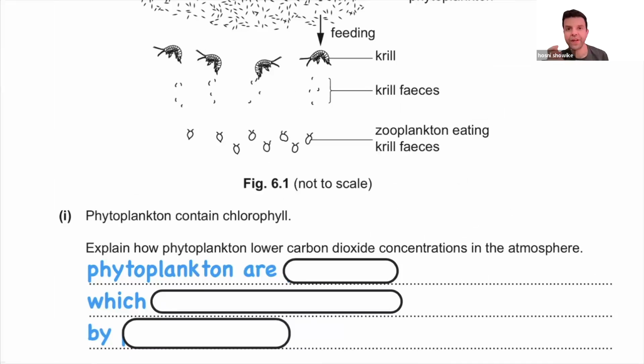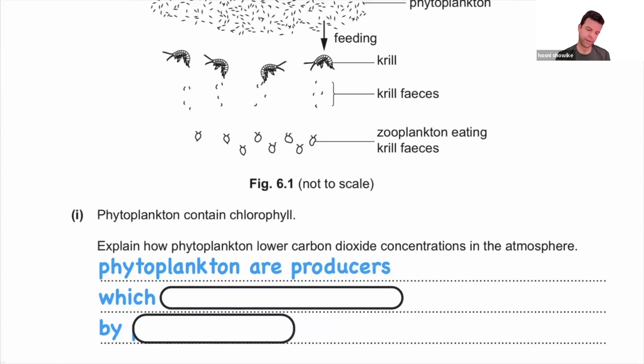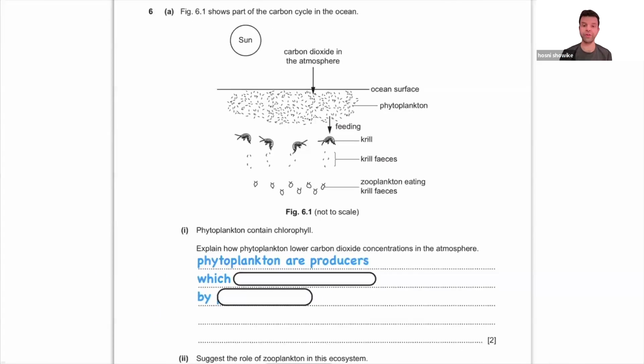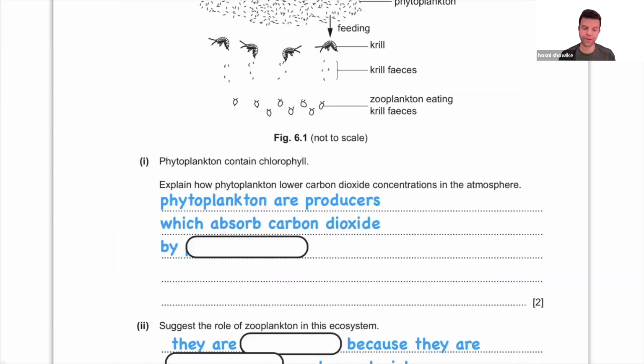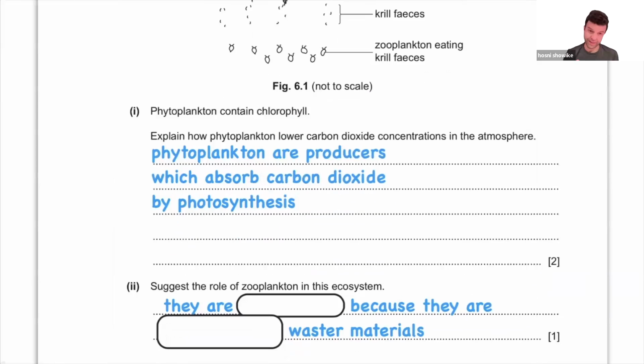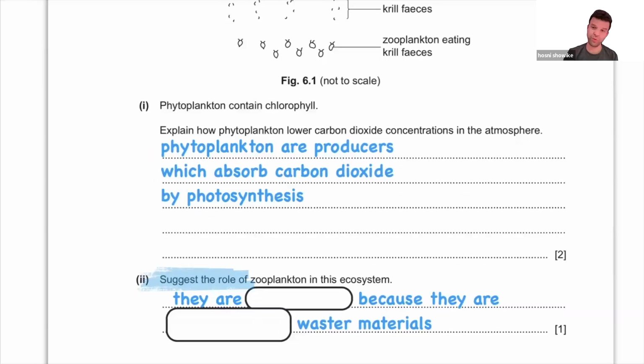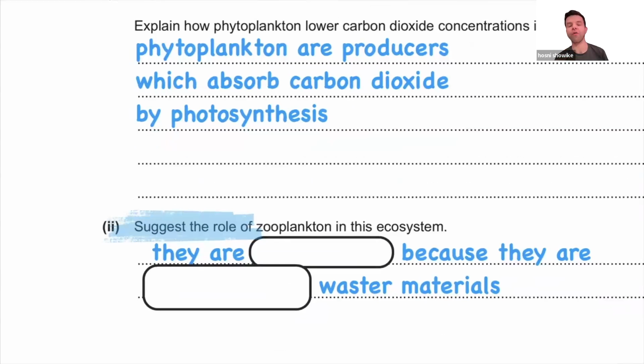Now, usually anything that has chlorophyll is a producer, right? And producers do photosynthesis. As they do photosynthesis, they'll absorb carbon dioxide. Suggest. When you hear someone say suggest here, this means what? This means it's about something you're not very familiar with, right? Something you've never heard of, probably.